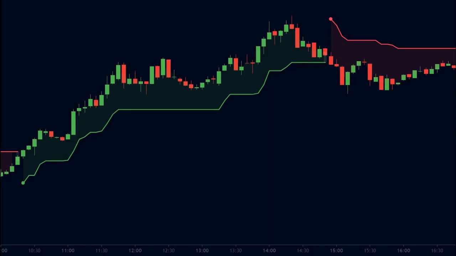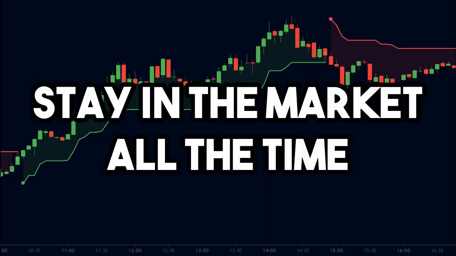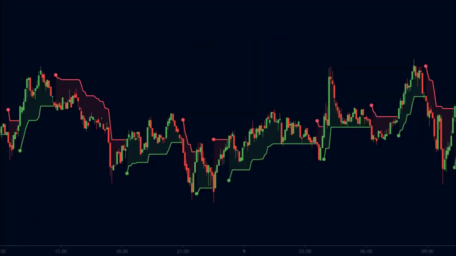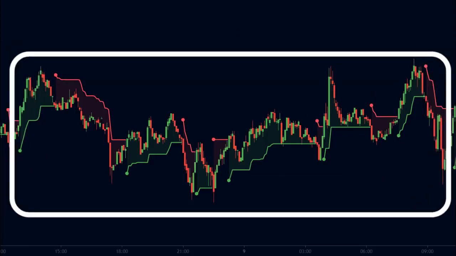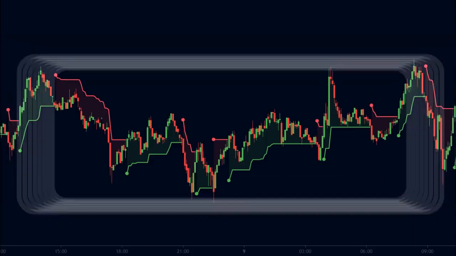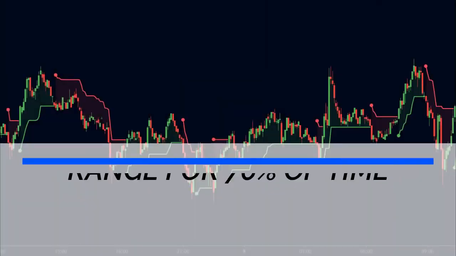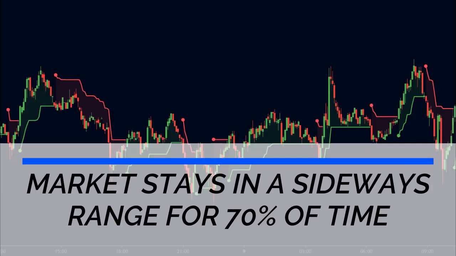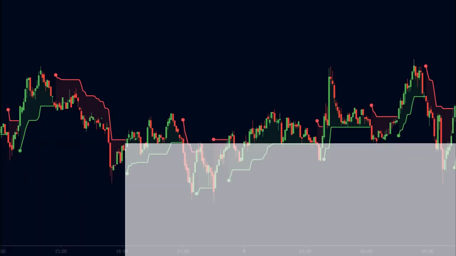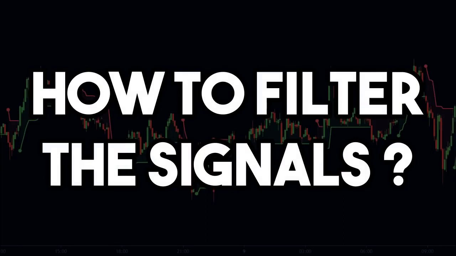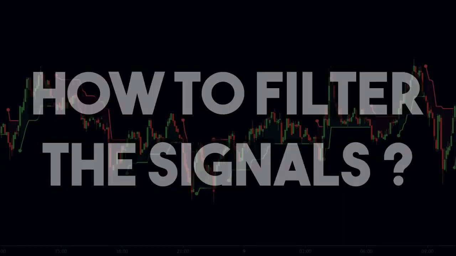The problem here is that this strategy means that we stay in the market all the time. We are either in an uptrend or a downtrend. The supertrend gives us buying and selling signals even in a sideways market. And such signals can lead us to big losses. In fact, it is said that the market stays in a sideways range for 70% of the time. Hence, if we use a trend indicator like the supertrend in a sideways market, it will become very difficult to stay profitable. So how do we filter the signals that are generated by the supertrend indicator?